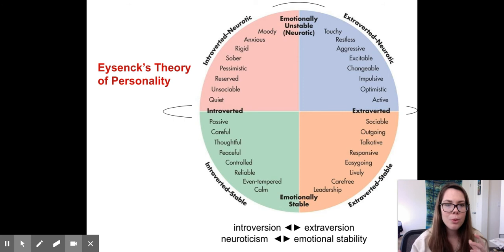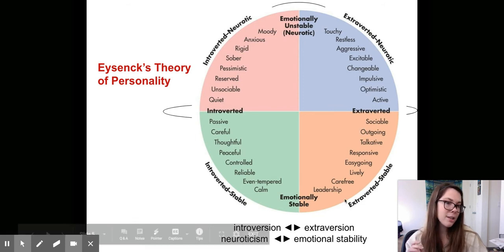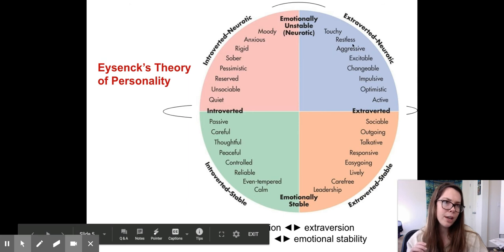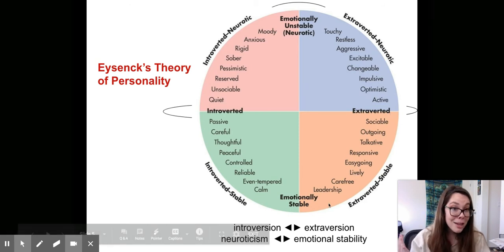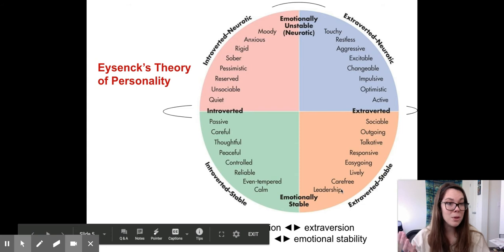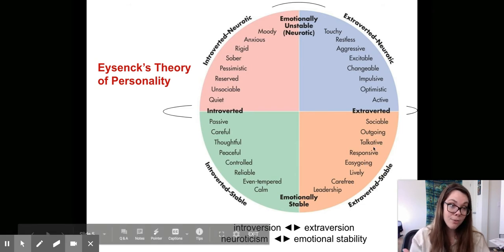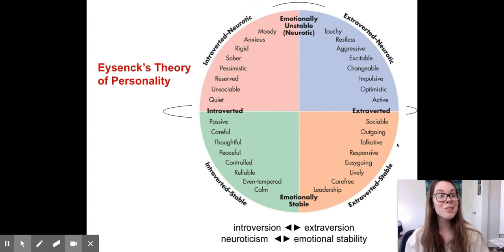And so we fall on this continuum, right? So Sally could be extroverted, and once we decide that she's more on the extroverted end, we see where she falls. Is she emotionally unstable? Is she emotionally stable? When I'm thinking of myself, let's think of Miss H. I would say I'm on the extroverted side, and I believe I'm emotionally stable. So essentially leadership, I hope I have some, carefree, lively, easygoing, responsive, talkative. My friends, we know that's me, right? So that's how we can see how these personality traits are on this little pie continuum. So this is Eysenck's theory.